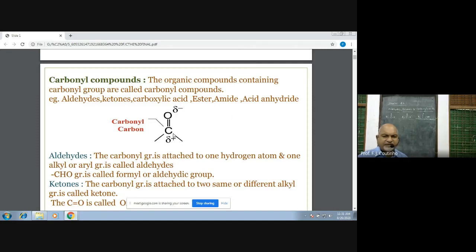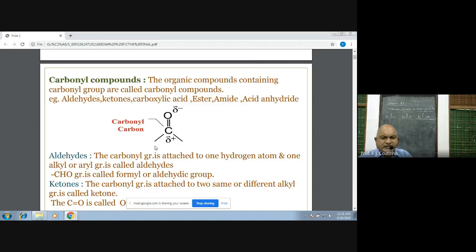If you see, the left hand side is more or less the same, but the right hand side goes on changing. In the case of aldehydes, the carbonyl group is attached to one hydrogen atom. As we have seen earlier, as I've shown on the blackboard, RC double bond OH. So in aldehydes, there is a hydrogen. The carbonyl group is attached to one hydrogen and one alkyl or aryl group. Here it could be R or any aryl group also. So it's called an aldehyde.